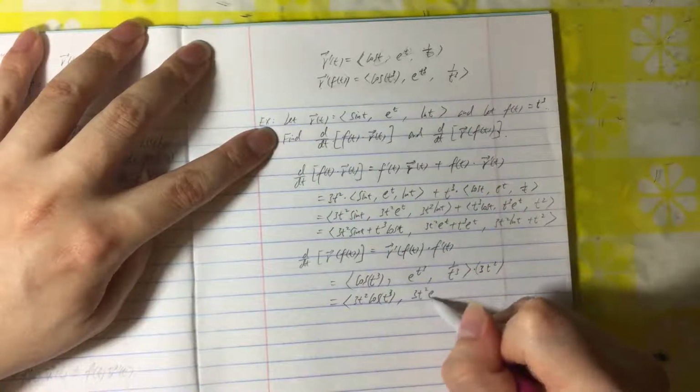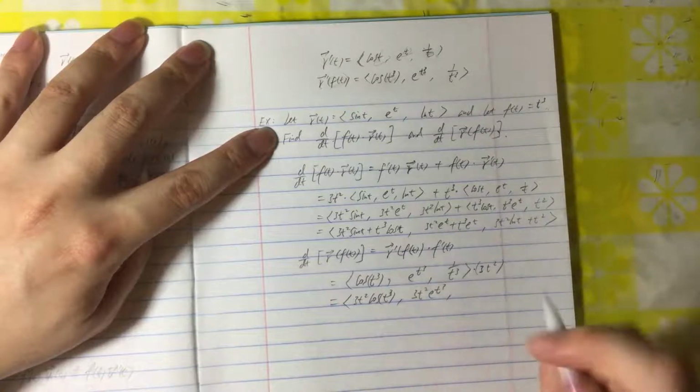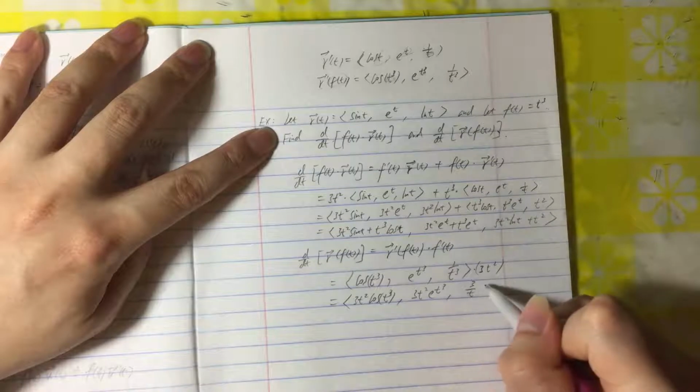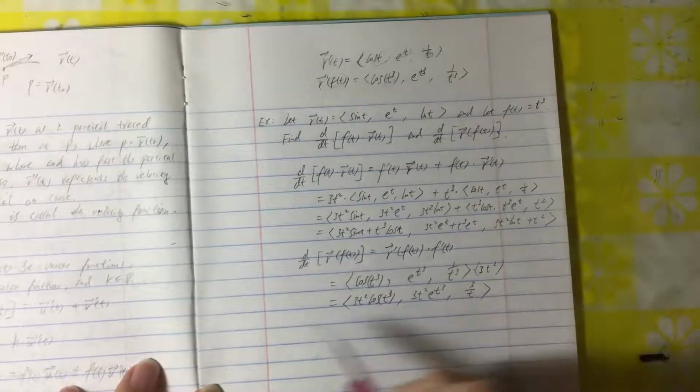3t squared times e to the power of t cubed. And 3t squared times 1 over t cubed is 3 over t. Let's check this against the chain rule.